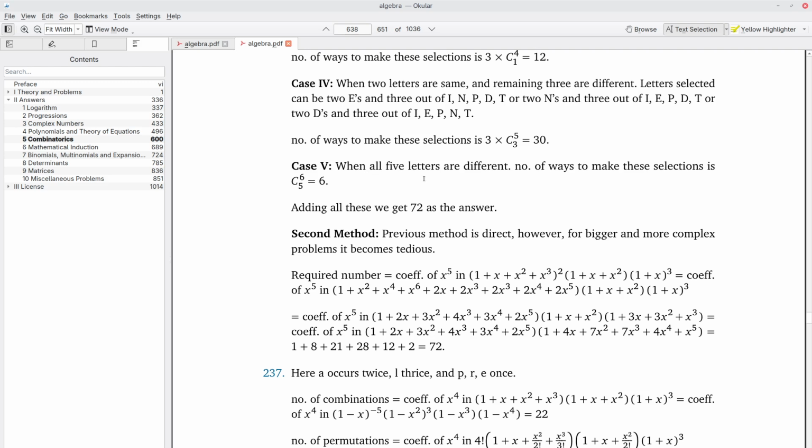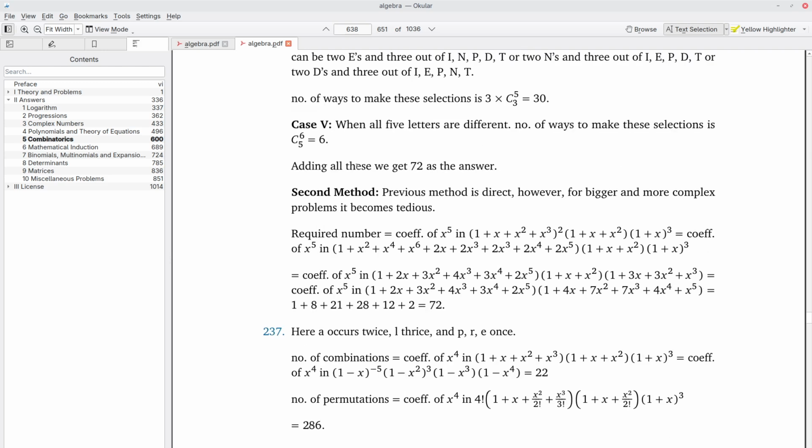Case 5 is when all 5 letters are different. The number of ways to make these selections is 6C5, that is 6. So adding, we get 72 as the answer.